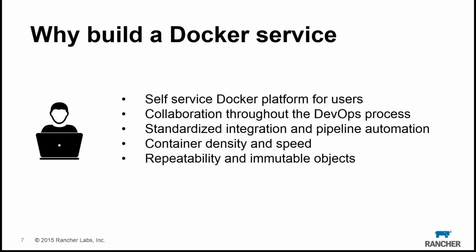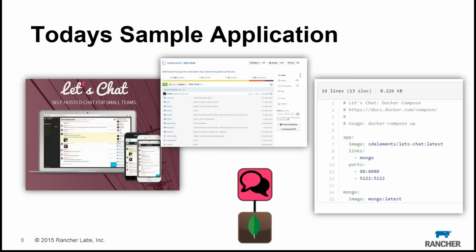So that's what we're trying to set out today to do, is build this entire thing. And we're going to use a sample application to do this called Let's Chat, which Darren is going to be setting up. Let's Chat is a simple Slack-like open source Node.js application that I personally think is pretty awesome. It is really just two components: the application and a MongoDB backend. You can download it and follow along if you want.